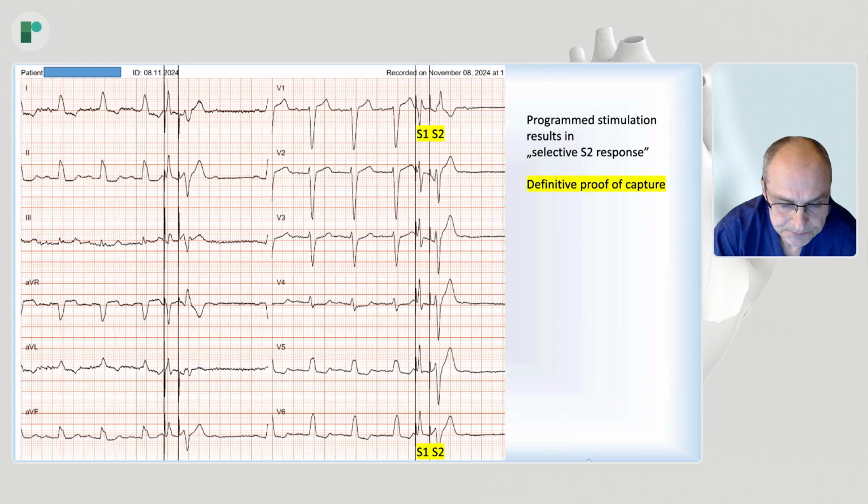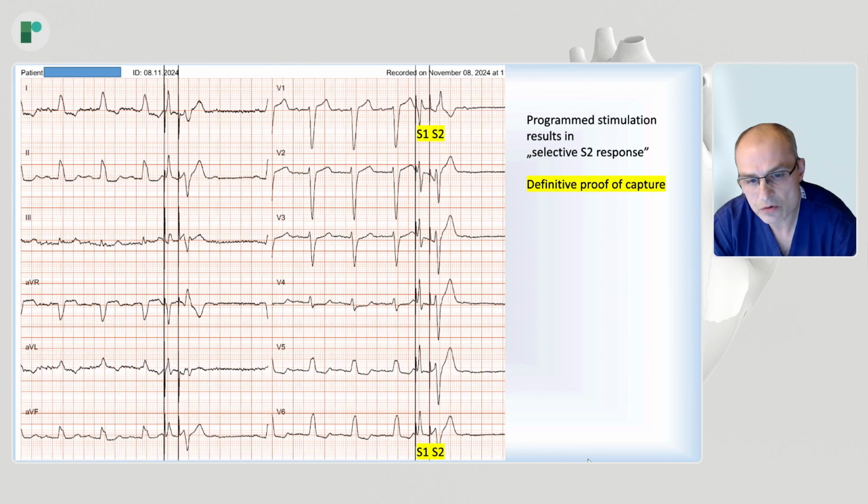Please change the slide. We have another nice QRS, but we don't know if this is capture of the conduction system for sure, because all these criteria, including the one where you look at the delta of the R wave peak time, are just statistics. The thing that really proves capture is selective QRS. And in this patient, the only way to obtain selective QRS was to do programmed stimulation. This is exactly what you have here. Programmed stimulation S2 is a selective QRS. So I know I have a capture of the conduction system.